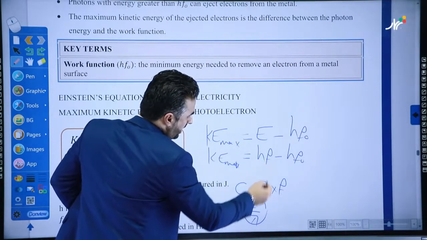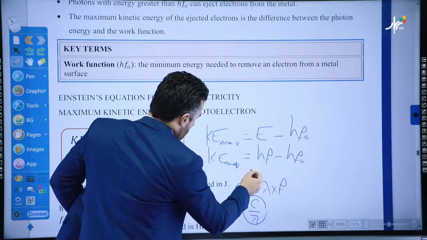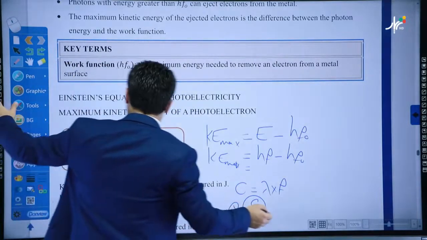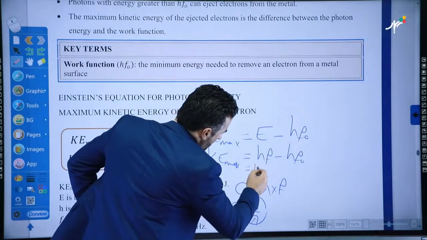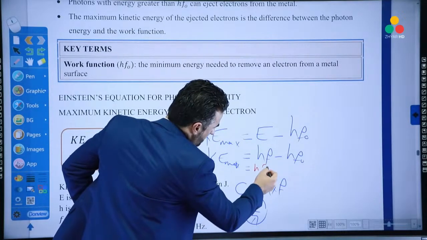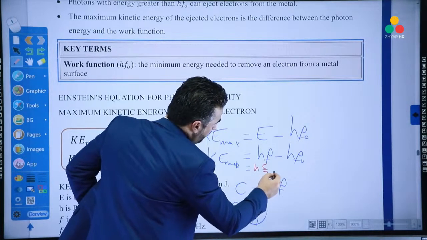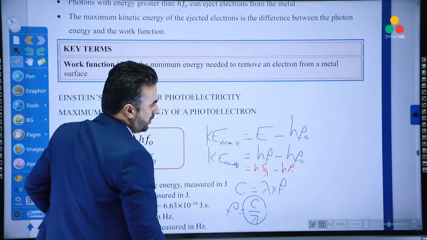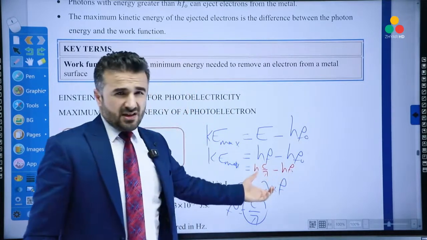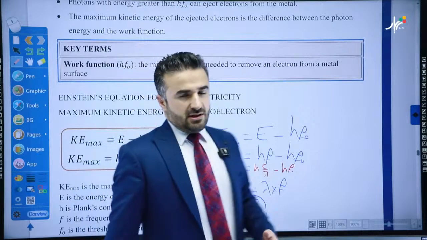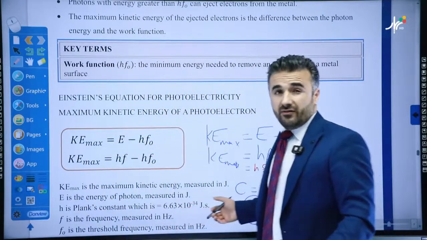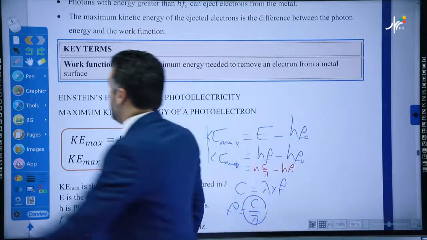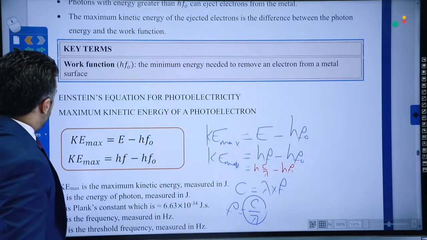Then instead of this one, we can write Planck's constant times, instead of writing frequency, the speed of light over the wavelength, minus Planck's constant multiplied by the threshold frequency. So of course we can use that as well. Based on whatever is given, you will use either this or the other equation here. Okay, moving on.